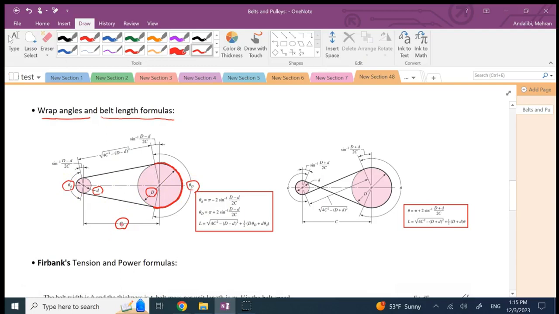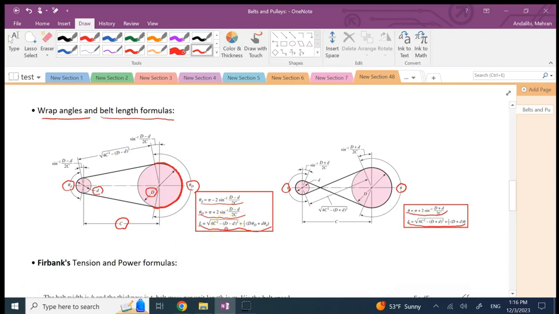The answer is yes. Here the formulas are provided to you. This is the wrap angle for the smaller pulley, the wrap angle for the bigger pulley, and this is the total length of the belt. And if they are in this inverting situation, they both will have the same wrap angle. And again you'll have the length, and this is the formula for this common wrap angle, and this is the formula for the total length of the belt.